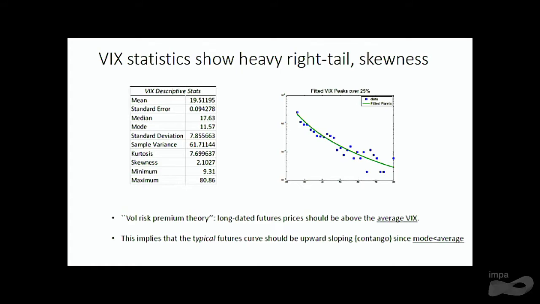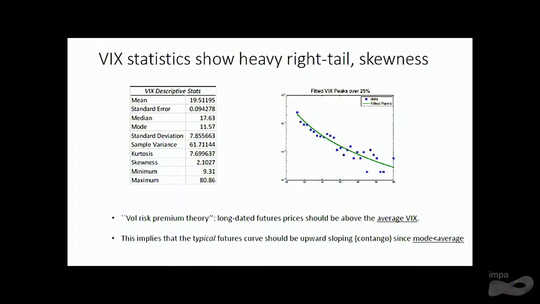One thing you could say, and I think one of the talks yesterday mentioned it, is the volatility risk premium theory. Long-dated future prices should always trade above the average, because the average is a long-term expectation under the P measure, and the Q measure should have a risk premium. So the long-dated futures should be at least the average, but also the typical value of VIX, being the short-term futures. Usually you expect an upward sloping curve because the mode is less than the average. So in expectation at least, you expect contango for volatility futures.